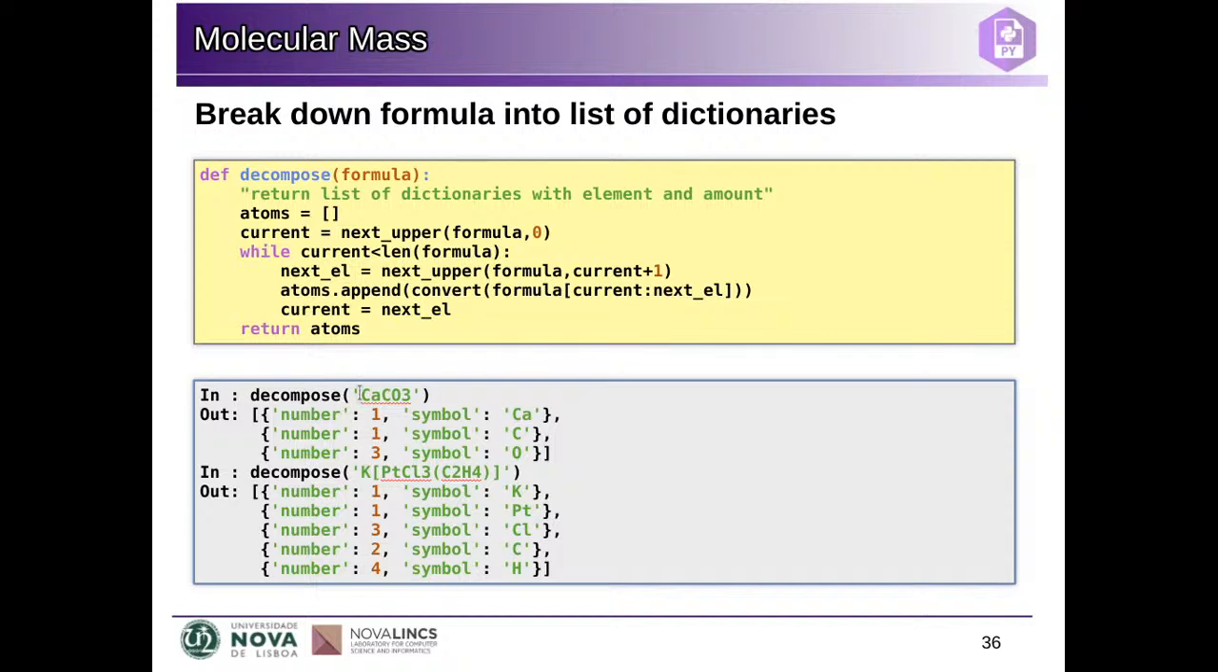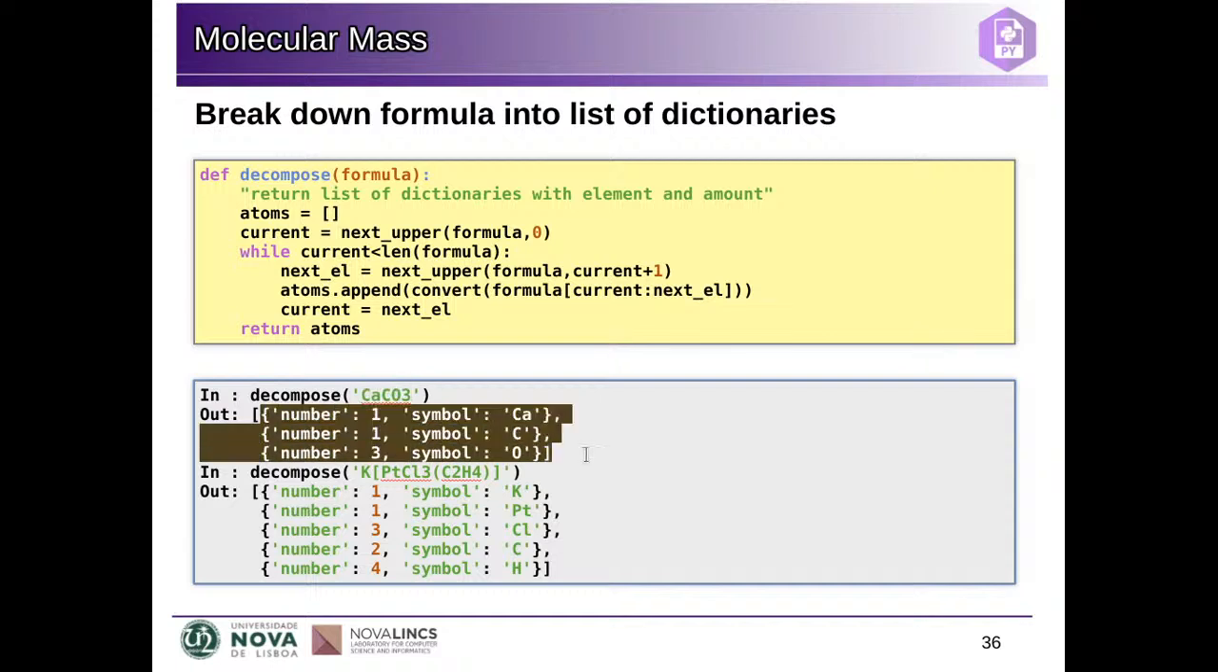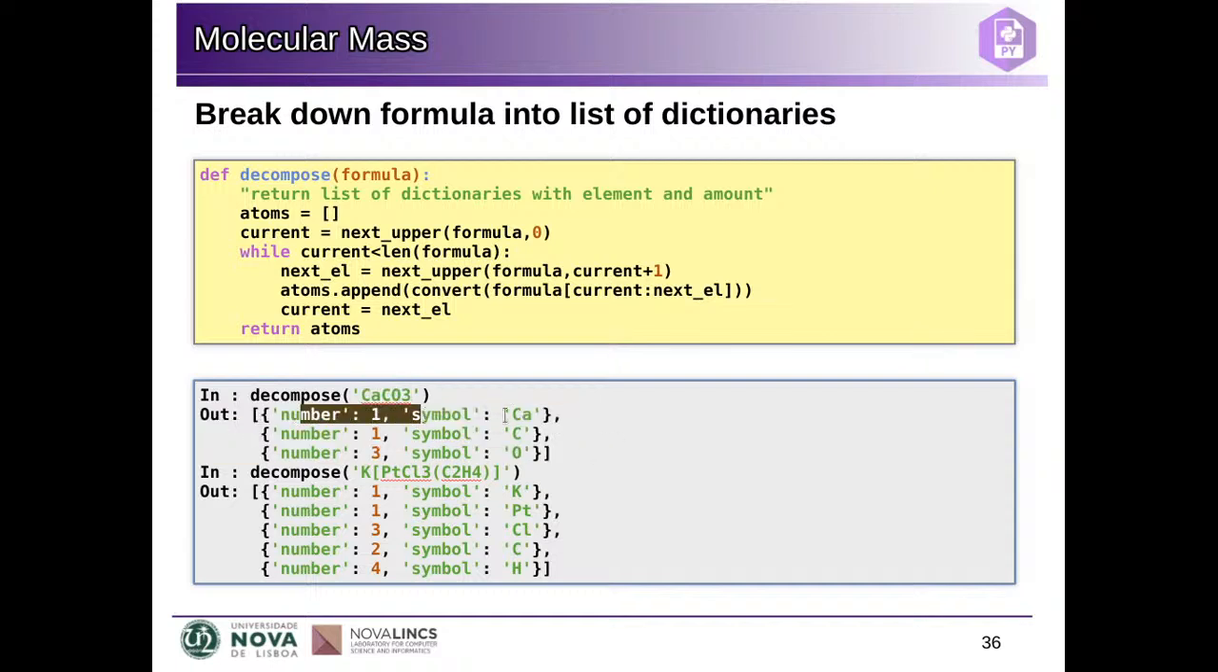So if we put something like this, CaCO3, we get this list of dictionaries. We have one atom of element Ca, we have one atom of element C, and 3 atoms of element O. If we do this one, K, PT, Cl, and so forth, note that the parentheses are ignored. We have one atom of symbol K, one atom of symbol PT, 3 of Cl, and so on. Of course, this doesn't work if we have some number on the parentheses or something more complex like that. But for simple formulas that don't have those kinds of complications, this works.